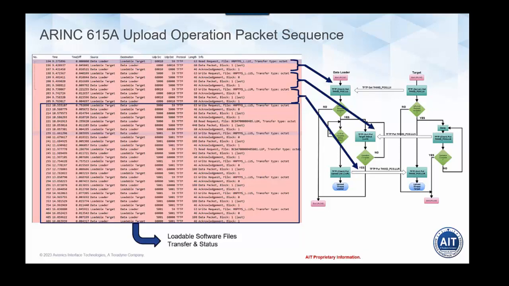And then once that LUR file, which has the list of the software parts, is received, below that you can see the block of packets exchanged as the target writes status files and then simultaneously reads the LUH and the loadable software part file, the LUP there, about halfway down. So that's a very simple, compact, small upload sequence of the 615A protocol.